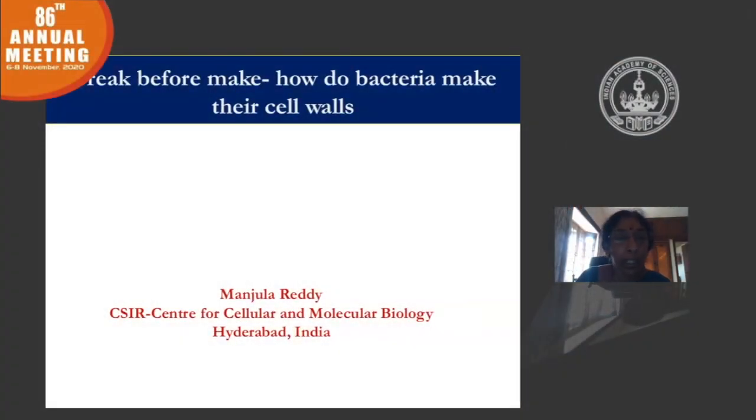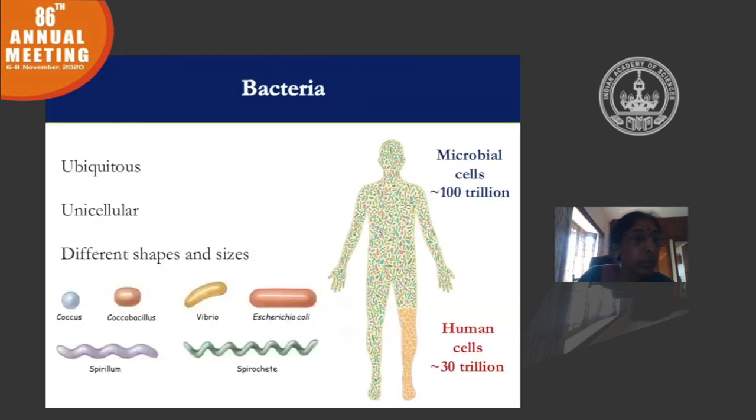I am a bacteriologist and my lab studies how bacteria make their cell walls. Bacteria, as all of you know, are very ubiquitous and unicellular, and they come in different shapes and sizes. As you can see from some of the examples here, they are of different shapes. And as I said, they are extremely ubiquitous, present almost everywhere.